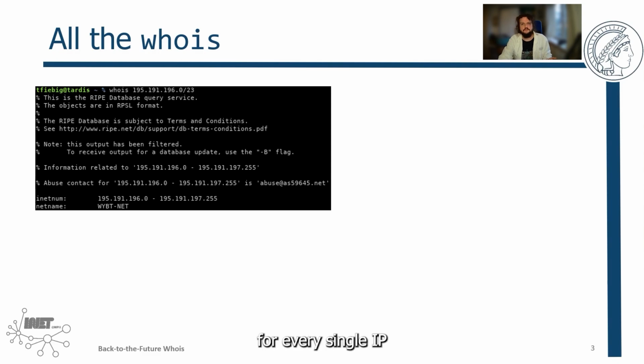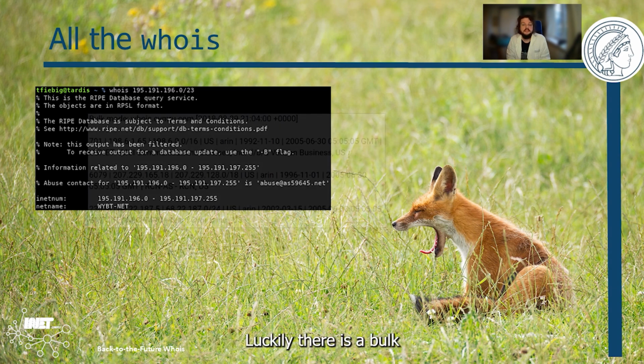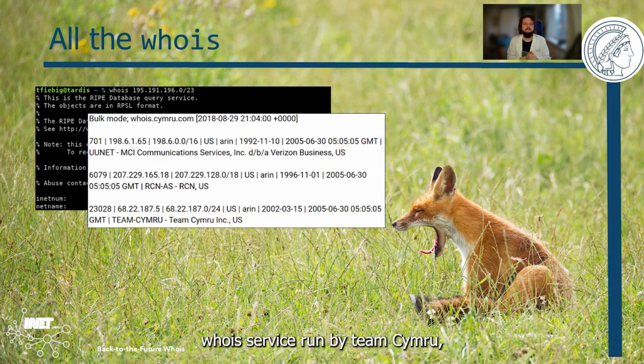Of course, using Whois for every single IP address is somewhat boring, and we have a dataset with about 880 million DNS requests, boiling down to around 14 million unique IP addresses over nearly 8 years. That is a lot, and not really anything you want to keep typing manually. Luckily, there is a bulk Whois service run by Team Cymru, which actually lets you just open up a socket to the service and pipe a list of addresses. And that's what we did.